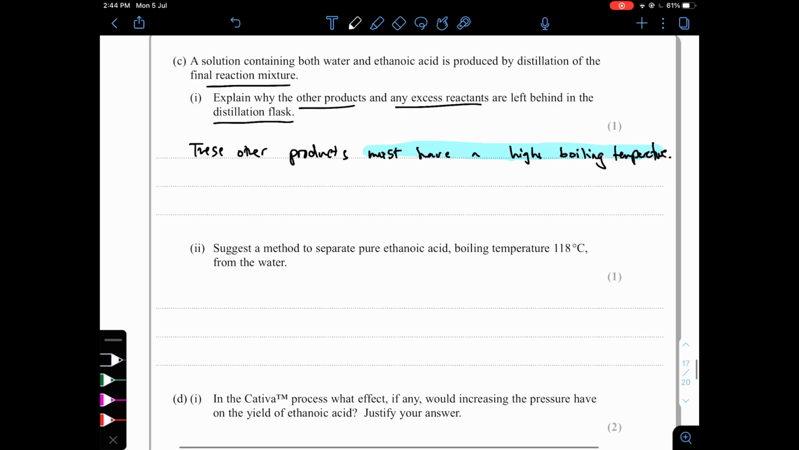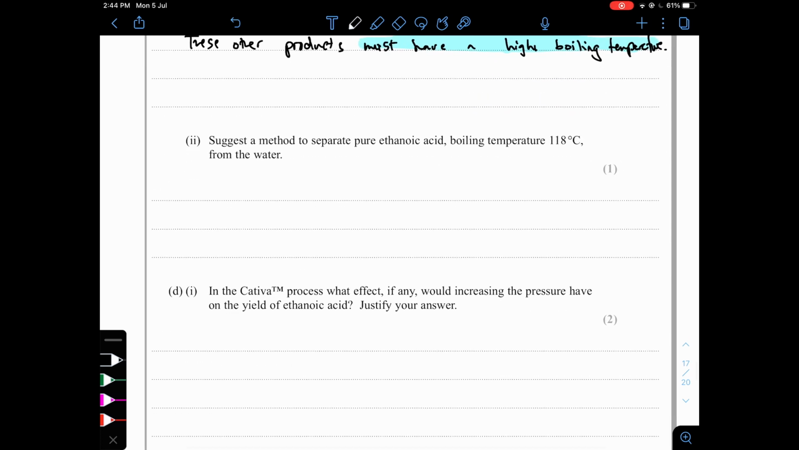Suggest a method to separate pure ethanoic acid, boiling temperature 118 degrees C, from the water. Because they've given you the exact temperature they want, the easiest way to do it is to use fractional distillation, with a fractionating column. Fractional distillation makes it easier to separate anything at a given temperature.